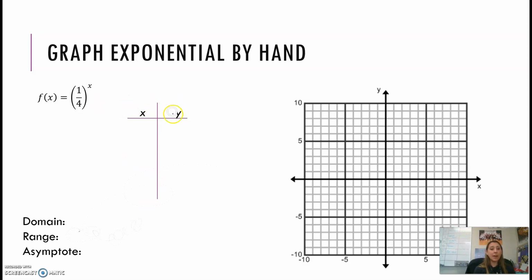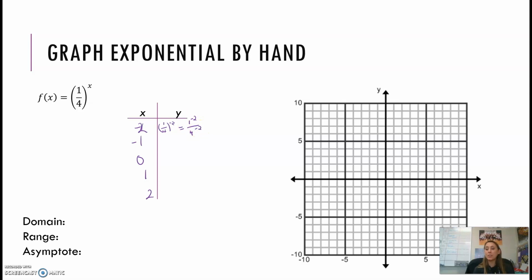And when I do that, so if I did that here, we put negative 2, negative 1, 0, 1, and 2. Well, that means my y, I just plug in whatever my x is to get my y. So for this first one, I would get 1 over 4 to the negative second power. Well, what does it mean when it's on the outside of the parentheses? It means it goes to both. So I'm going to rewrite that as 1 to the negative second over 4 to the negative second.